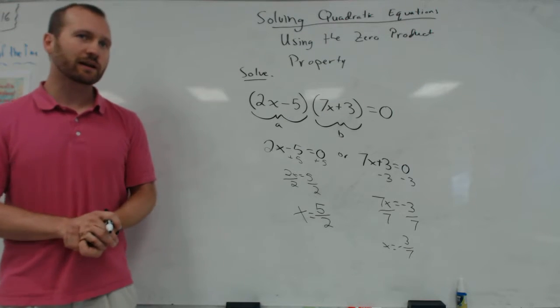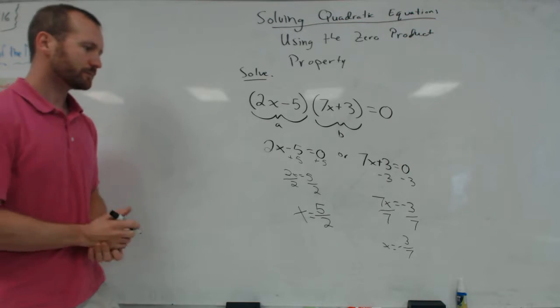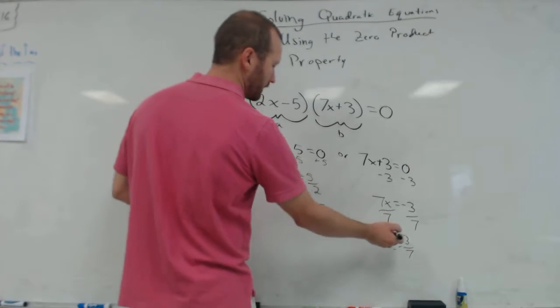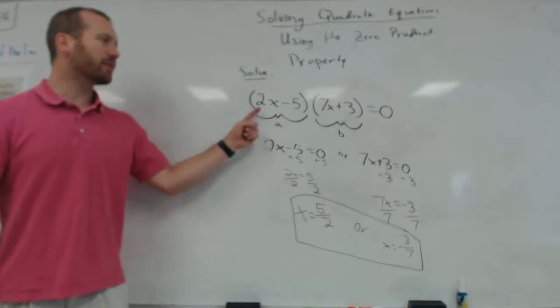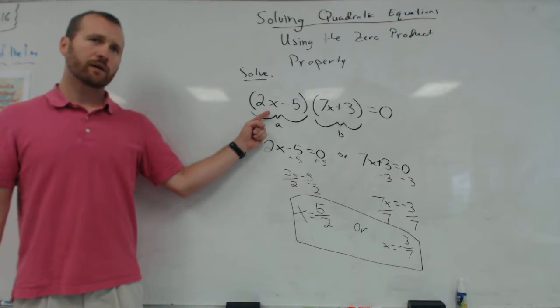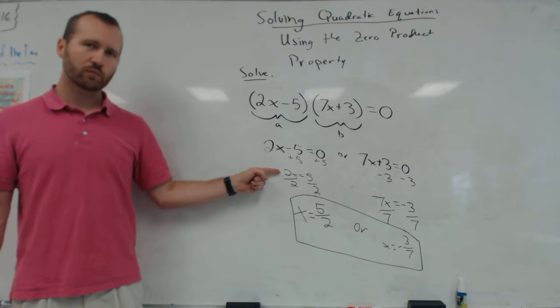You could even write negative 3 over 7 if you wanted, or in between them, and then circle. So these are our answers here. If you have a number in front of x, right, you have to divide that off at some point to solve.